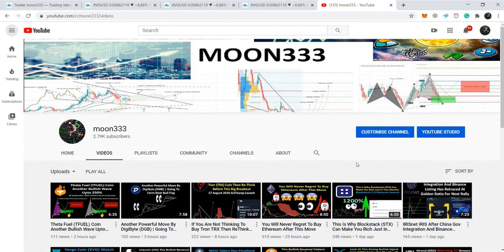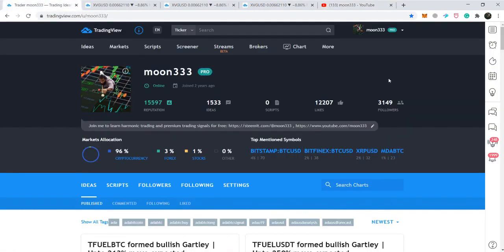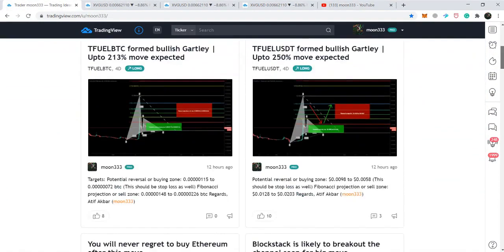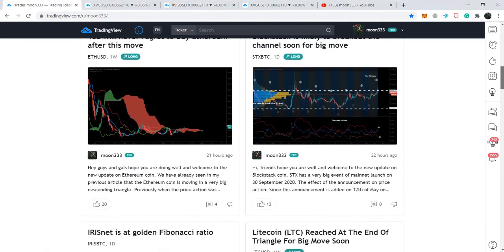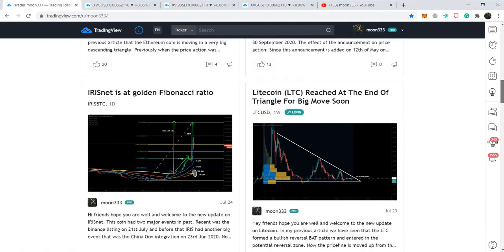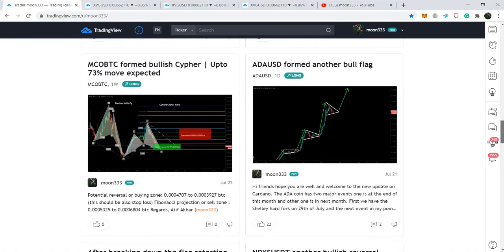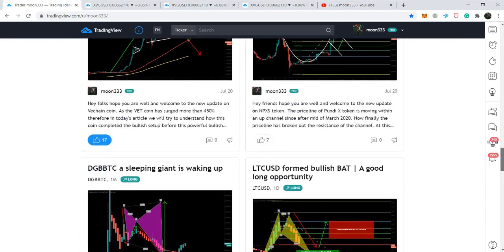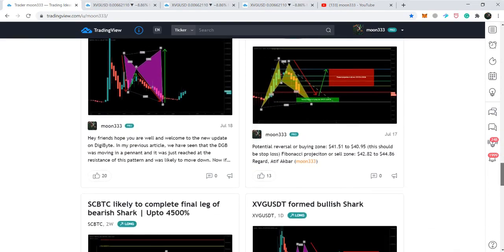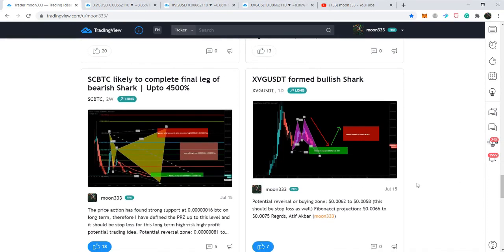As in my previous video, I told you that the Verge coin has formed different harmonic moves, and those moves were basically potential bullish reversal moves. First of all, let me show you the previous charts, and after that we will move on to the live chart to see what the price action is doing.